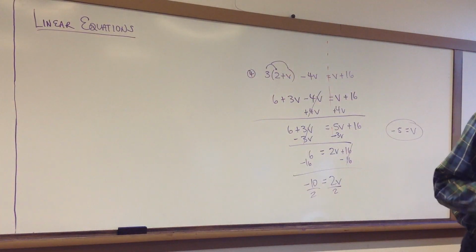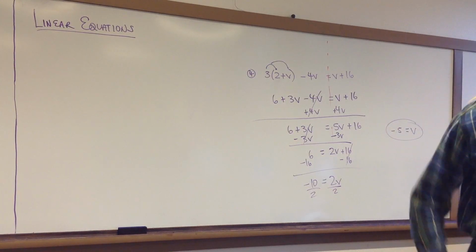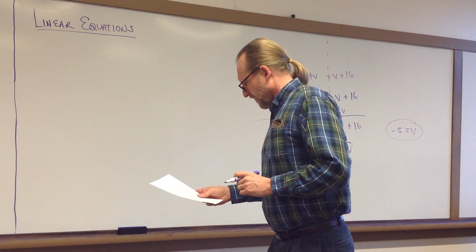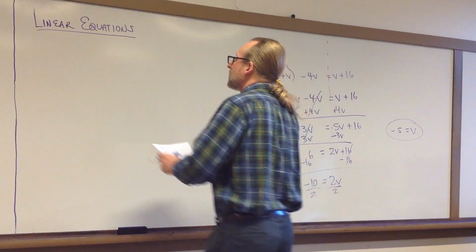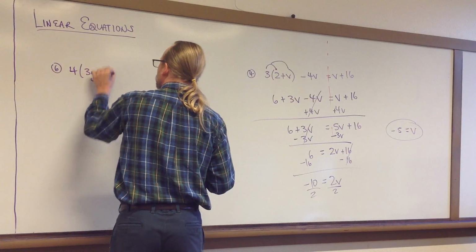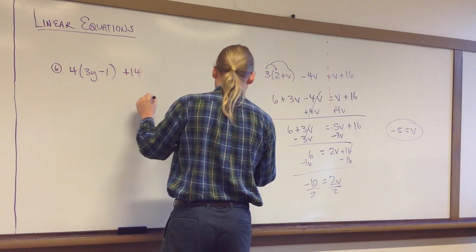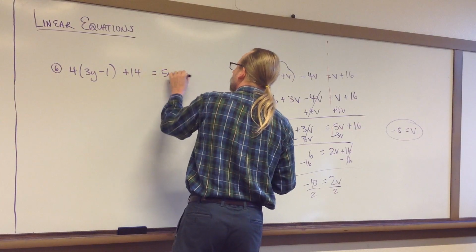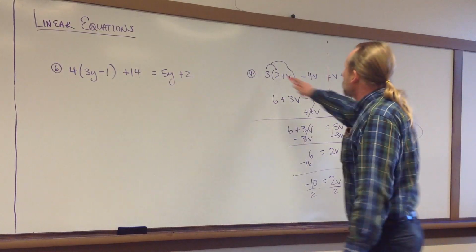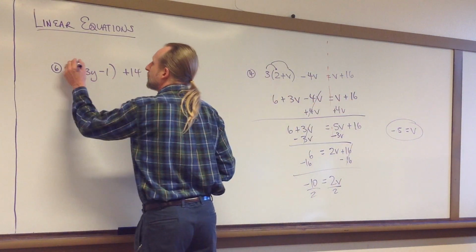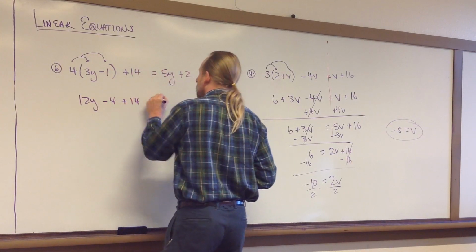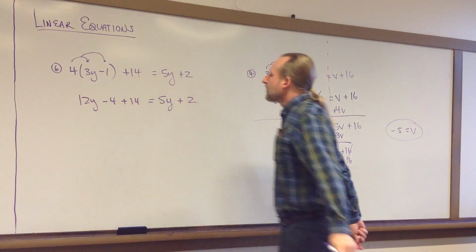Let's see what else we've got here. Let's do number 6. 4 times 3y minus 1 plus 14 equals 5y plus 2. All right, so again, we want to distribute here first: 12y minus 4 plus 14 equals 5y plus 2.